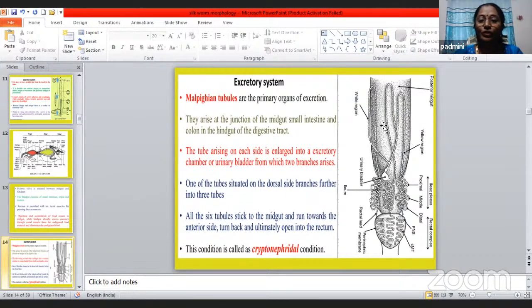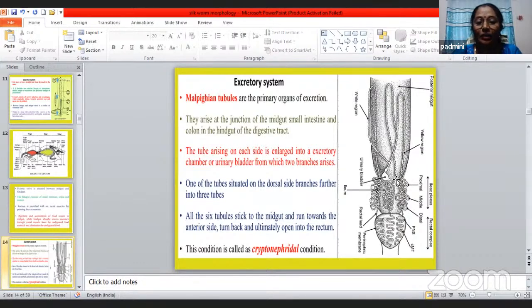These 6 tubules stick to the midgut. You can see this is the midgut over there, the larger, wider part of it. These tubules stick to the midgut and run towards the anterior region. They run to the anterior region, and immediately take a U-turn and run posteriorly downwards. So they go on top and then they come down, they go on top and then they come down.